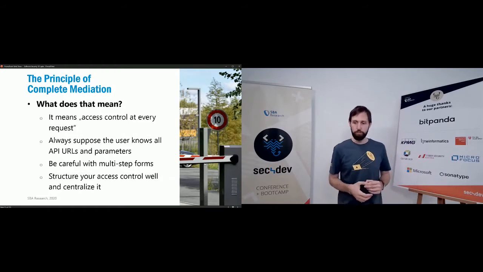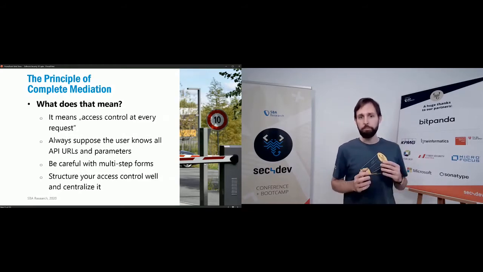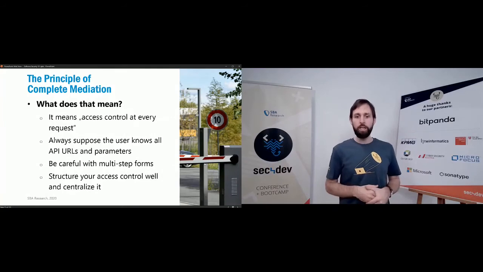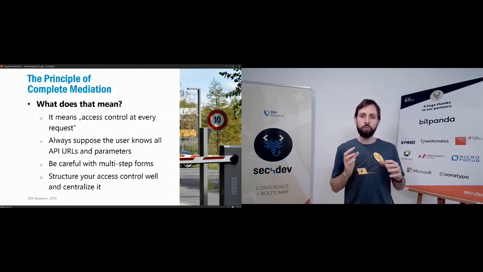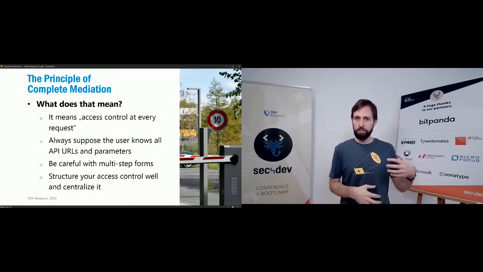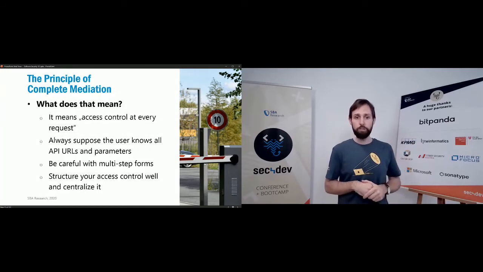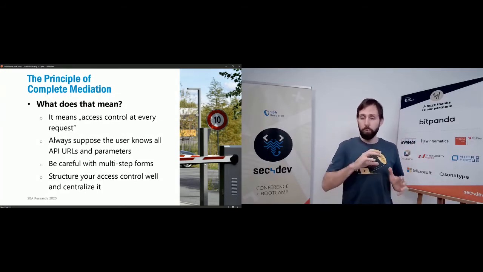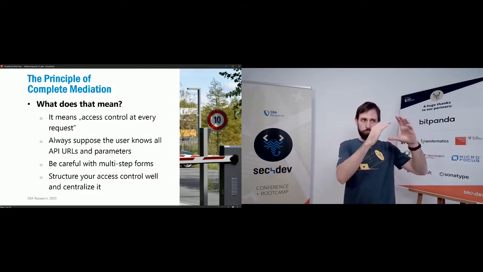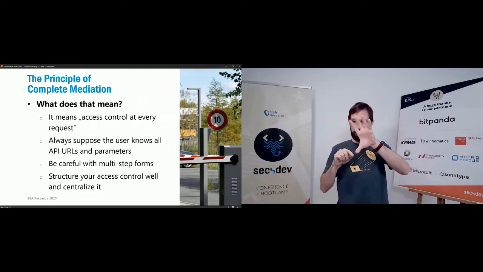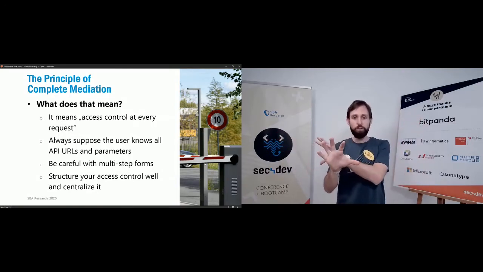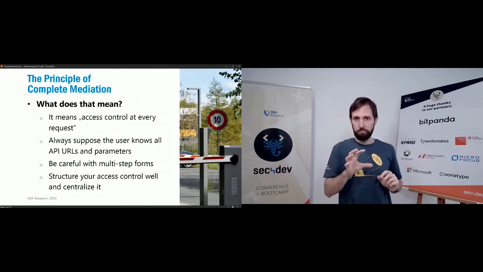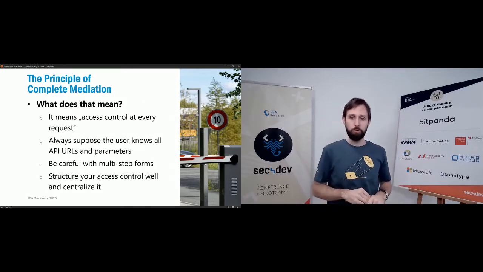I mentioned that in the core design principles in the beginning. It means access control at every request. If you design software like a web application or API, just suppose that the user knows all the URLs and all the parameters that are valid for this purpose. Be also careful with multi-step forms. There's a form where you enter data, you click next, next step, click next, and so on. Make sure to do the access control at every single one of those steps in the form, because I might just be able to jump to the third one without access control.